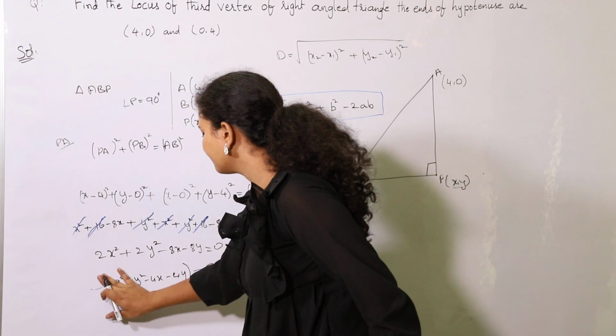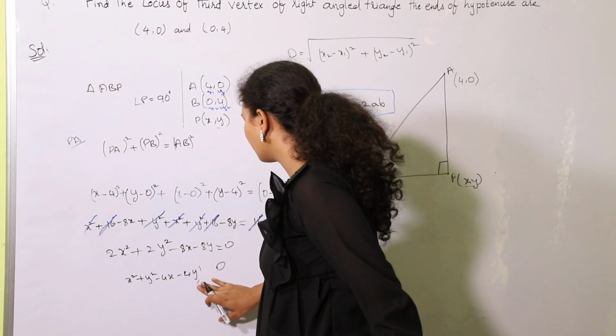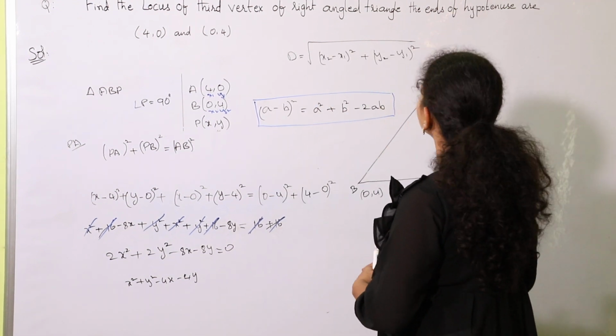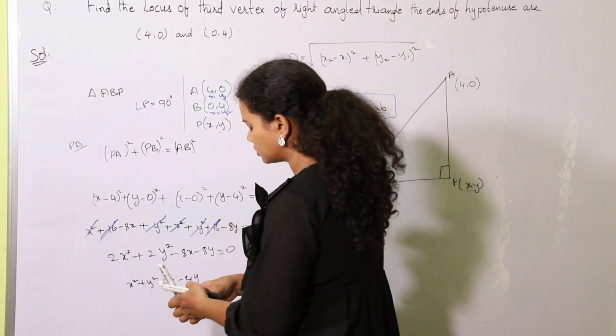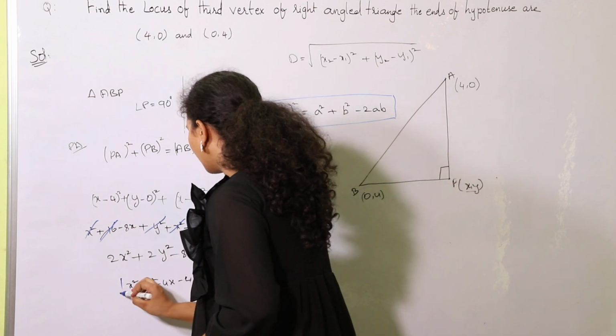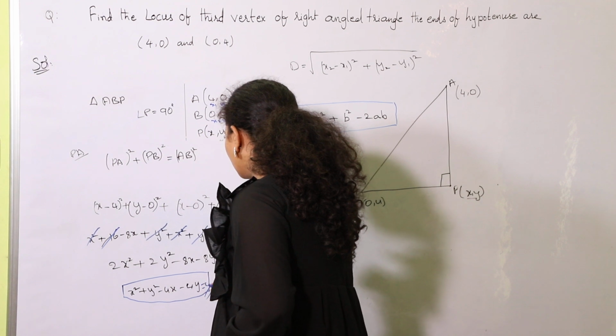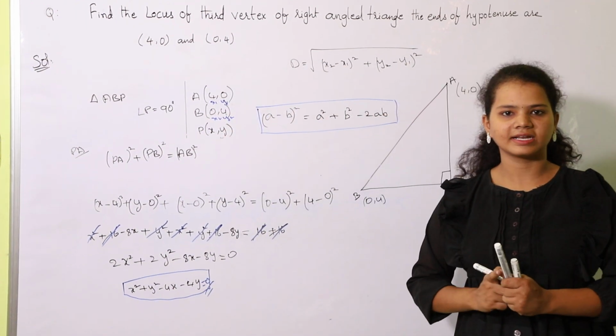So therefore the equation that we got, the equation of locus, since they are going to find the locus. So the locus equation is x square plus y square minus 4x minus 4y equals 0, guys. Clear? Thank you.